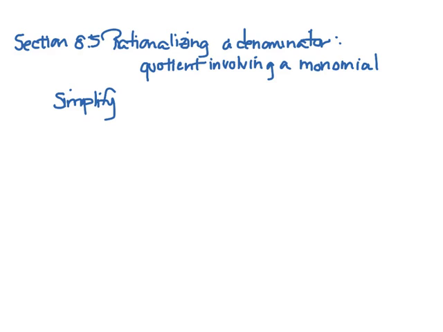Okay, let's try another one. So let's say we had, simplify the square root of 3 all over the square root of, let's say, 2z. Okay, now again, I need to get rid of this radical sign.